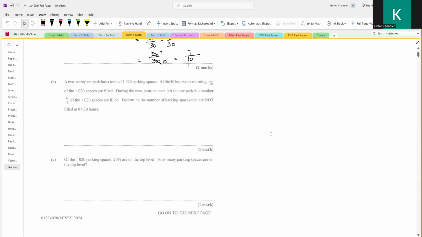A 2-story car park has a total of 1,020 parking spaces. At 6:30 hours one morning, 1/30th of the 1,020 spaces are filled. During the next hour, no cars left the car park, but another 4/15 of the 1,020 spaces are filled. Determine the number of parking spaces that are not filled. So between the hours of 6:30, for 1 hour to 7:30, we have a total of 1/30th of 1020 spaces being filled. Let's work out how much that will be.